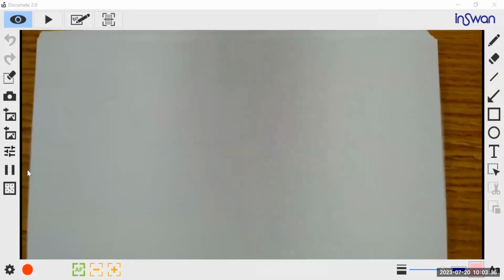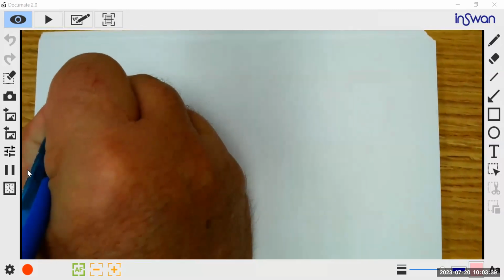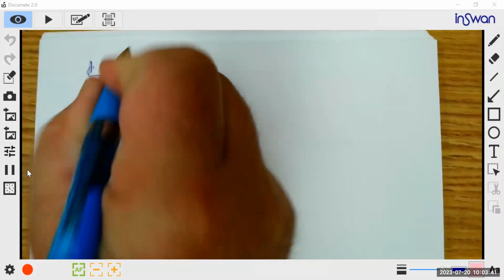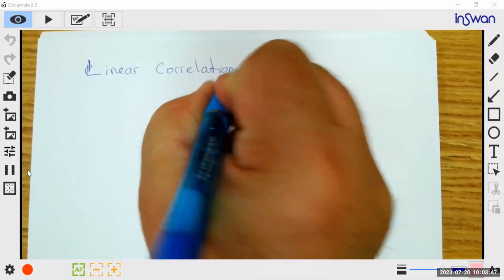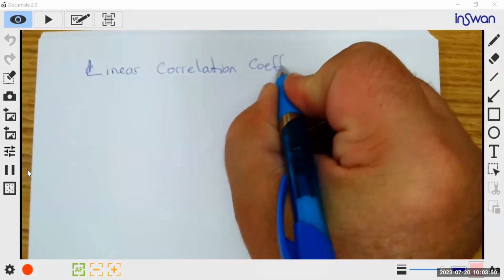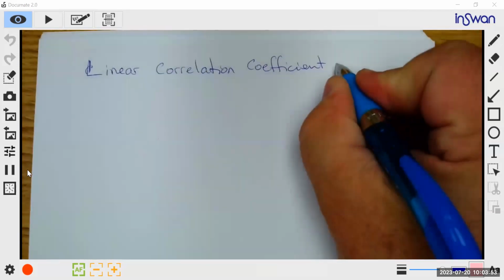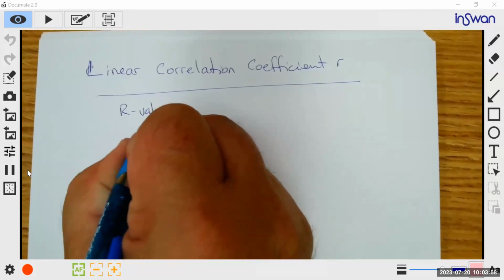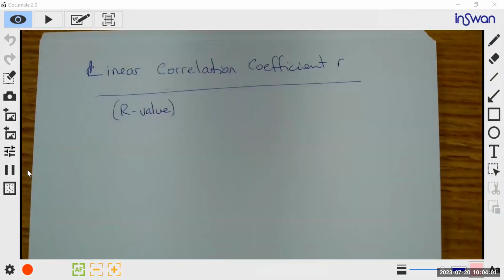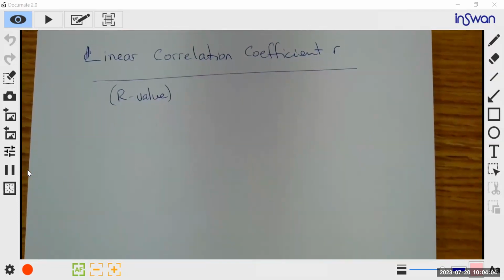Let's look at part 2. We talked about correlation. These are linear correlations. The coefficient R, also called the R value. This is a mathematical way. Now we're going to look at the algebra of doing all this stuff.